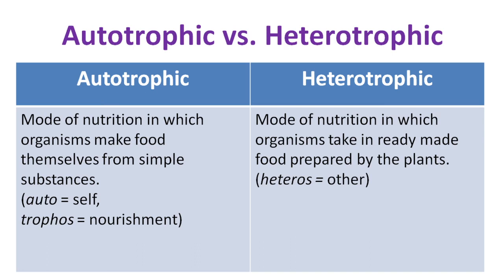Autotrophic mode of nutrition. Look at the word itself. Autotrophic. Auto means self, trophos means nourishment. So autotrophic means self nourishment.